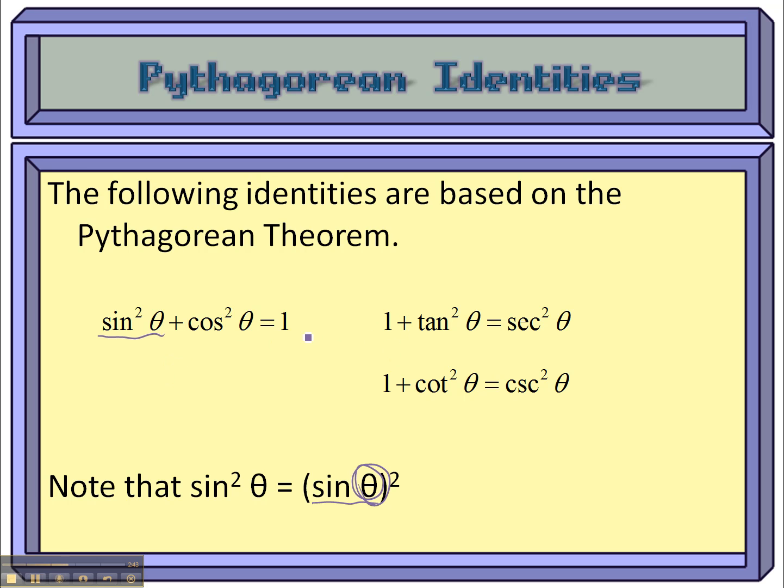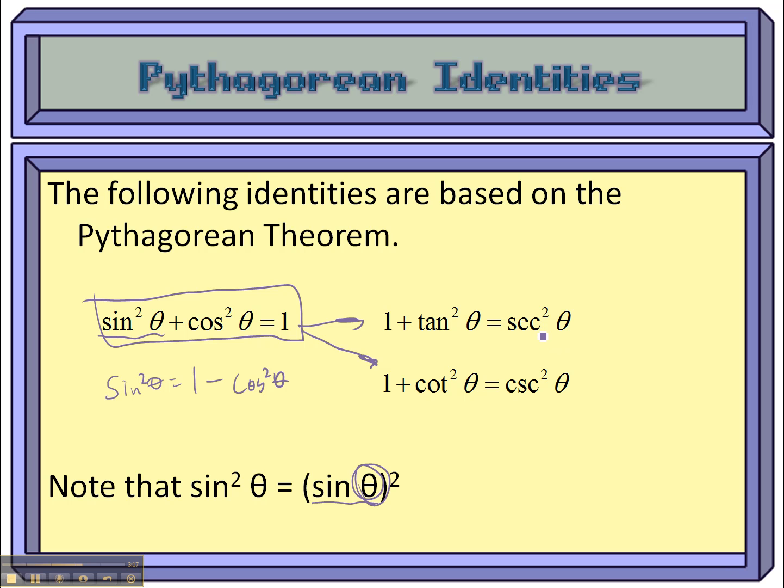The other two Pythagorean identities are basically derived from that. We got 1 plus tangent squared equals secant squared, and 1 plus cotangent squared equals cosecant squared. These are often used in substitution, so I can transform an identity from one form into another. Sometimes you have to transform this equation. For example, I might want just sine squared by itself. That will be equal to 1 minus cosine squared. And I can do something similar on those two.